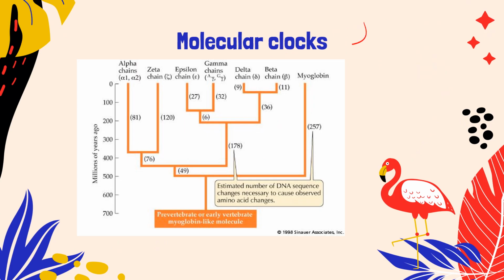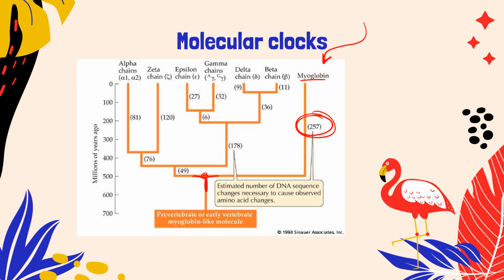This particular cladogram is super cool because it doesn't have organisms. It actually is showing us the evolutionary relationships amongst different molecules of hemoglobin and myoglobin. And what I love about this particular cladogram is that it includes the number of DNA differences that have accumulated over time from those divergent points. So this ancestral molecule that went through some mutations and diverged into different molecules has 257 different DNA sequences.